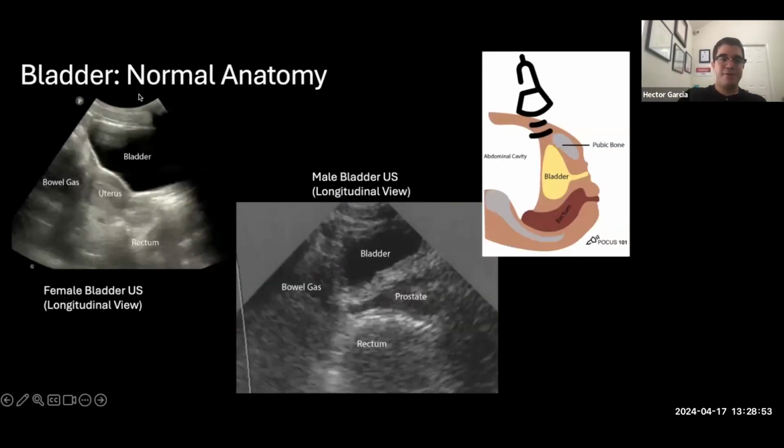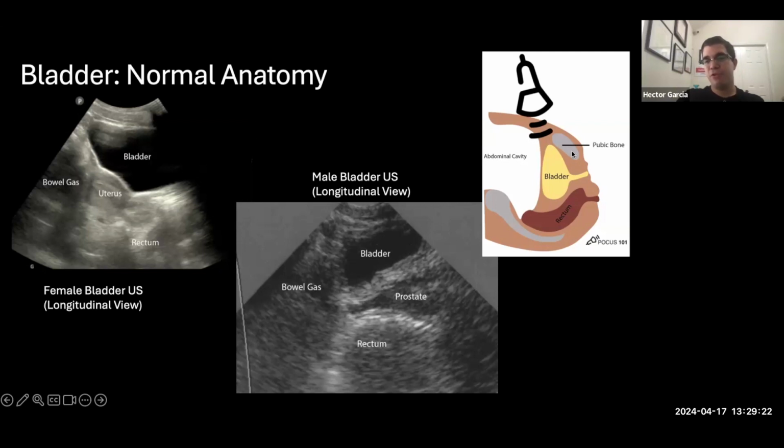Now, this is the bladder. So this is the anatomy of the bladder. In this image, we have the bladder and the uterus, because this is a female. And then this is a male. We have the bladder, the prostate, and the rectum. When we're placing the probe, one of the things we have to make sure of is that we angle the probe from the belly down, or more toward the feet, because if we go too low, then we might hit the pubic bone.